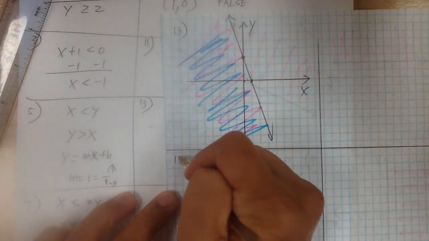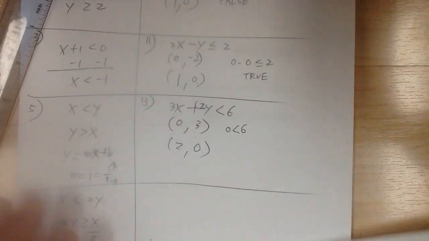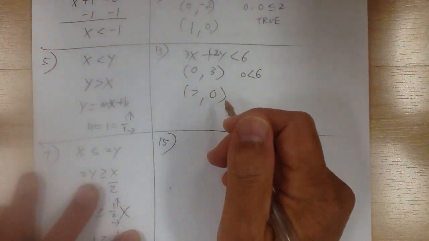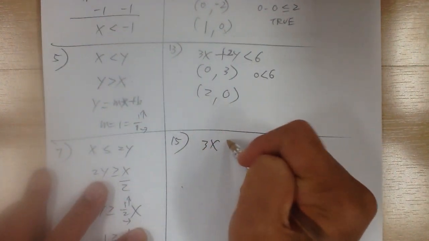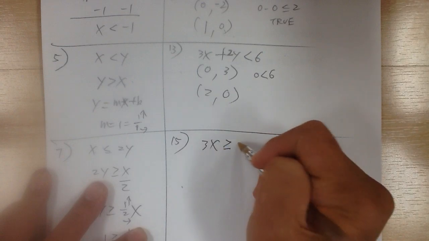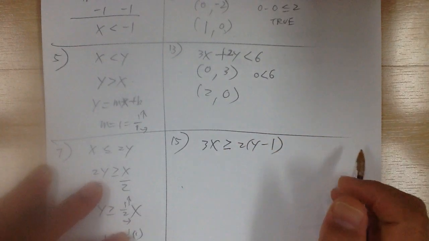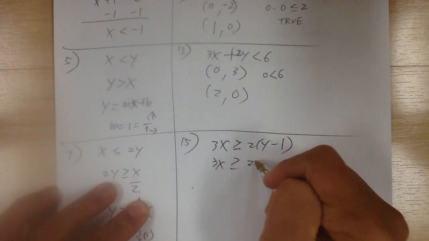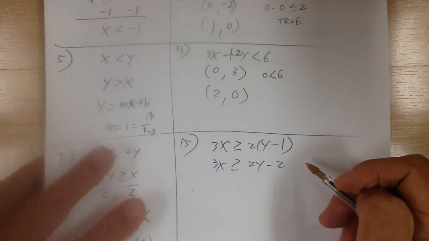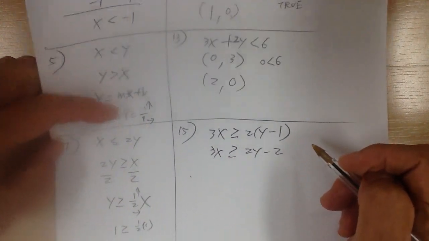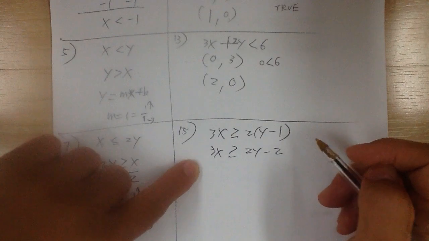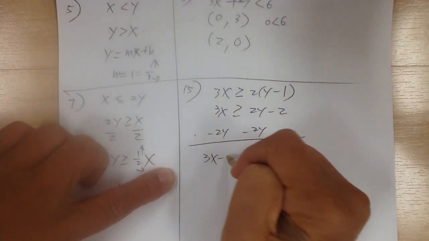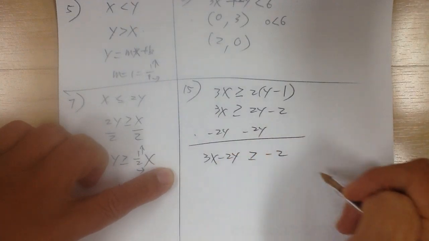Okay, number 15. 3x is greater than or equal to 2 times y minus 1. Okay, so this one you have to kind of work it out first. So you got 3x is greater than or equal to 2y minus 2. And this one is kind of bad. Okay, so let's just go and move this over. So minus 2y, minus 2y. So I get 3x minus 2y is greater than or equal to negative 2.